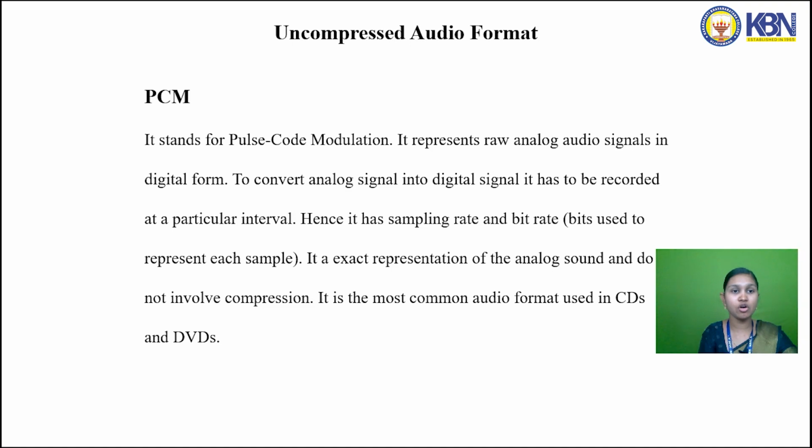Here the uncompressed audio format is categorized into two types. One is PCM, that is pulse code modulation. Now we are mainly discussing audio formats. Audio means whenever you speak, sound waves travel. Whenever I speak, digital computers or Android mobile phones measure it by bit rate. To convert analog signals into digital signals, it is recorded at a particular interval.